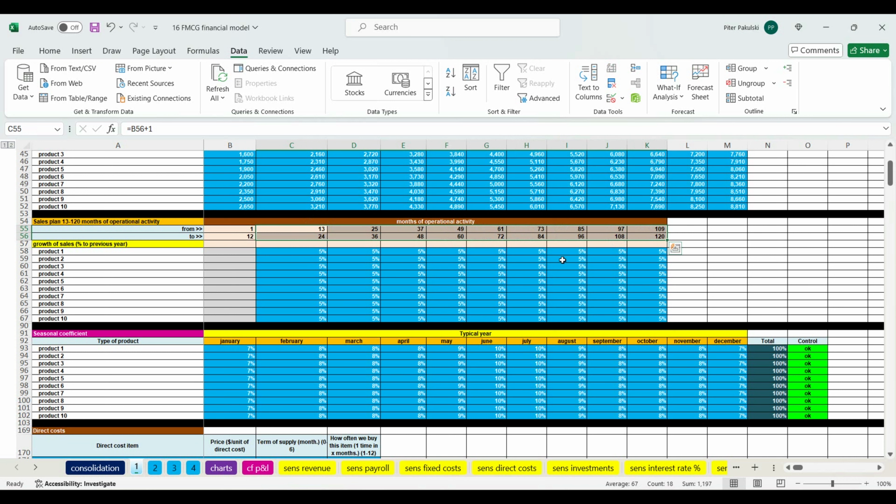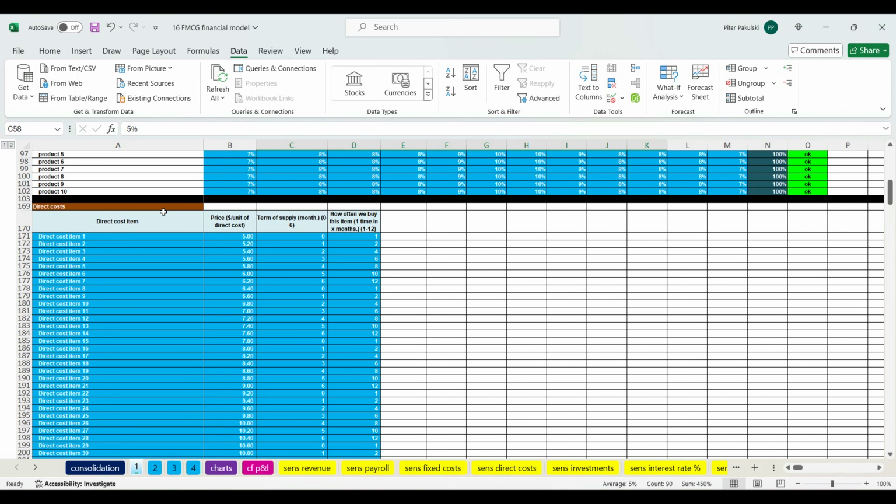Then let's move to sales growth percentage to the previous year. Then we move to direct costs. In the first column, you name all your direct cost items which take part in your business. Then you set up the price per one unit of each item of direct costs. Your direct cost item may have some term of supply. Here you can specify this term. Zero means that you can get this material month by month without any term of supply.